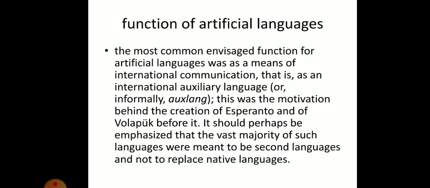What roles or functions are played by artificial languages? Yes, the most common and envisaged function for artificial language was to serve the purpose of international communication, and that is as an international auxiliary language, or informally called auxlang. This was the motivation behind the creation of Esperanto and of Volapük. It should perhaps be emphasized that the vast majority of such languages were meant to be second languages, and they are not the native language of any speaker.